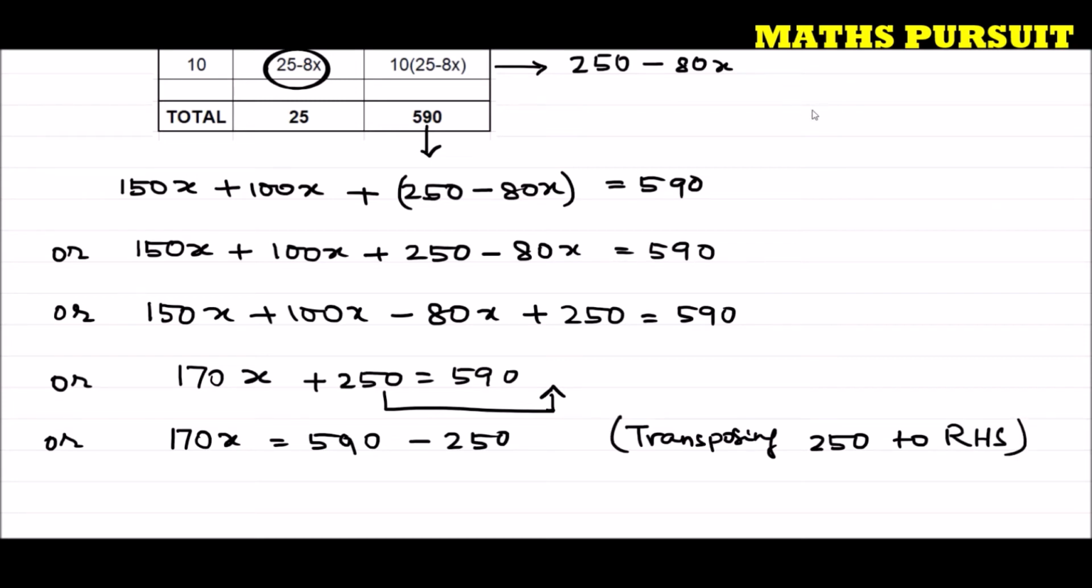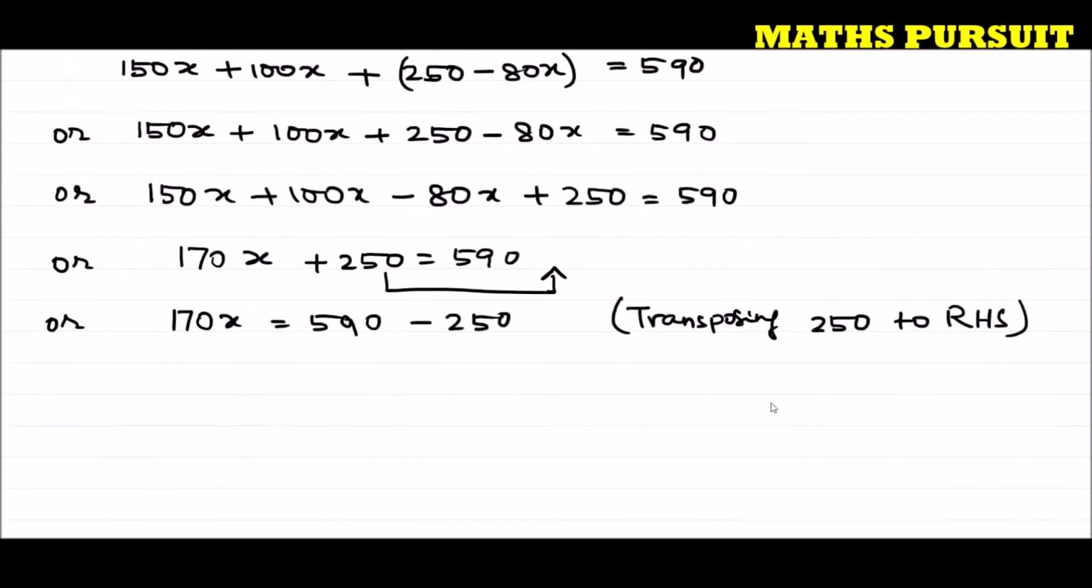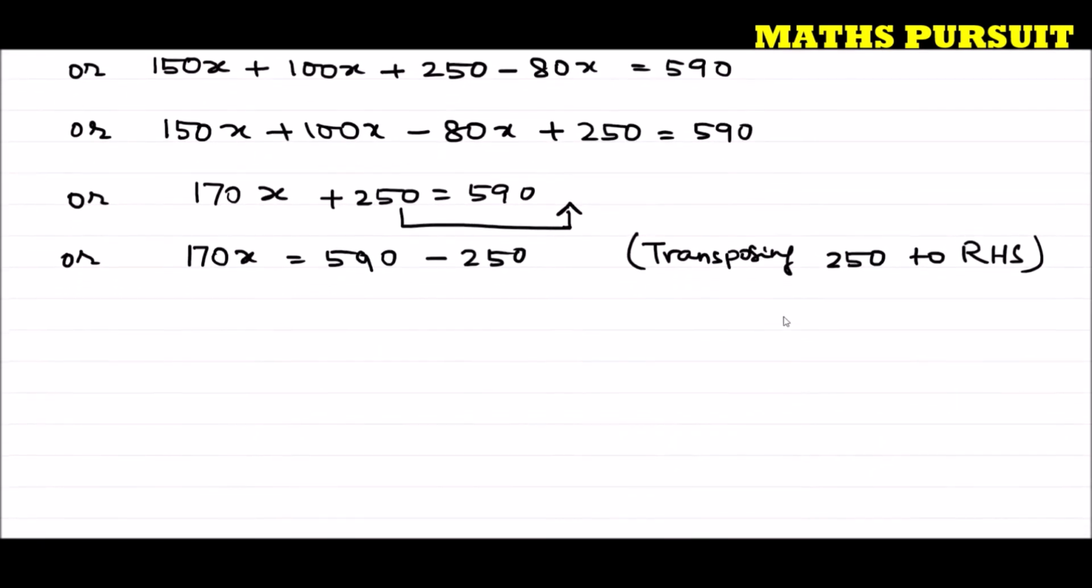So what equation did we get now? 170x is equal to 590 minus 250. This is what we got. Further solving this equation, I can write 170x is equal to 340. How 340? 590 minus 250 is 340.